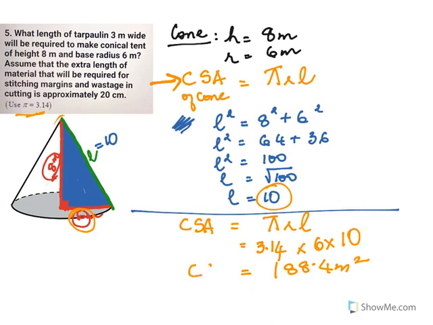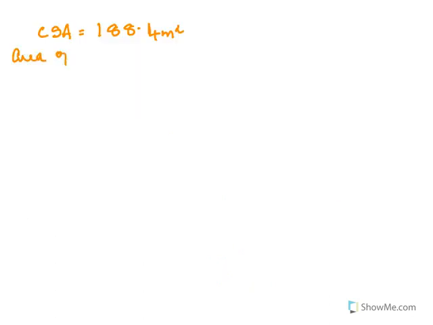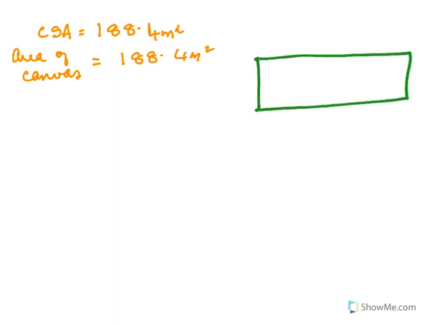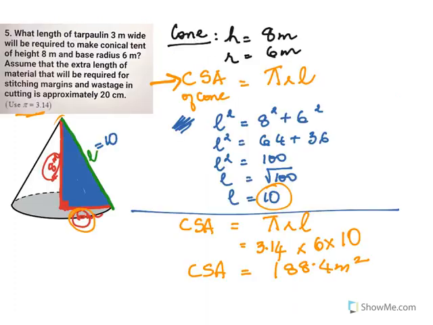But we have something more. Now we know this is the area that we require, right? We require 188.4 meters square. That means area of canvas equal to 188.4 meters square. So now we go to the market and we want to buy the canvas. Say now we want to make a nice green tent. So this is my canvas that I need to buy from the market. Now if you see, it's given to us in the question. If we go back to the question, here we see, find the length of the tarpaulin 3 meters wide. So the width of the tarpaulin is 3 meters.